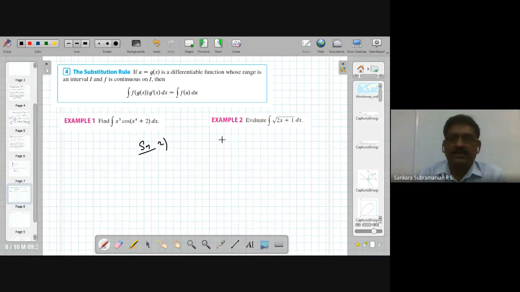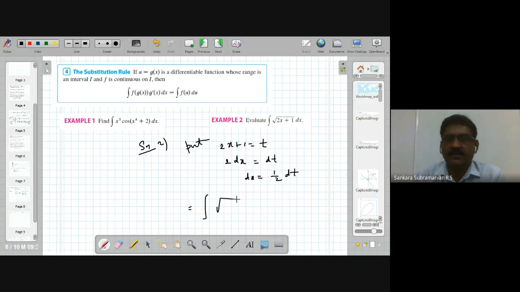For the second problem, I put 2x plus 1 equal to t. Differentiating, you get 2 dx plus 0 equal to dt. So dx can be replaced with 1 by 2 dt. Therefore, this integral becomes square root of t, and dx is 1 by 2 dt, wherein 1 by 2 can be taken out. This is t power 1 by 2 dt.